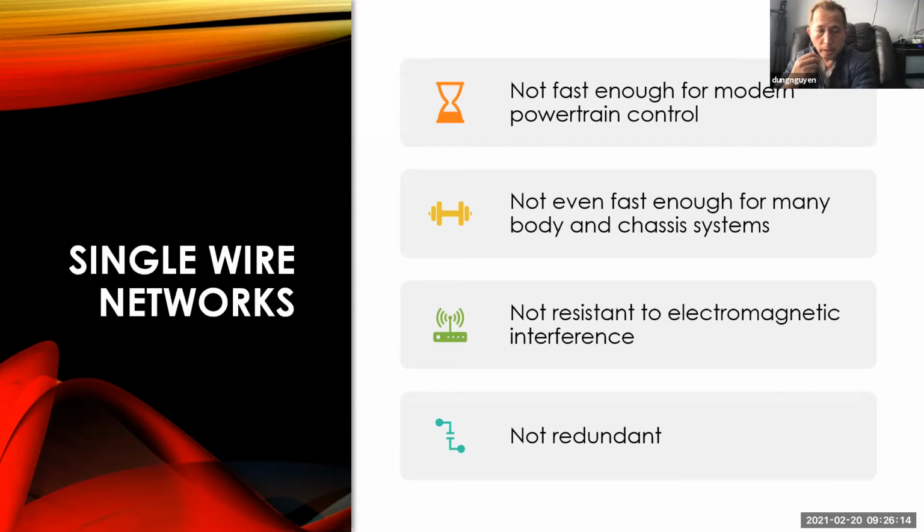So the single wire network, we only see it on the older cars, not the modern ones. You mean the newer ones? Oh, we still see single wire networks on newer cars. It's about cost and weight, right? If I have to double the wires, I've doubled the weight of the network physically, and doubled the cost of the wire.